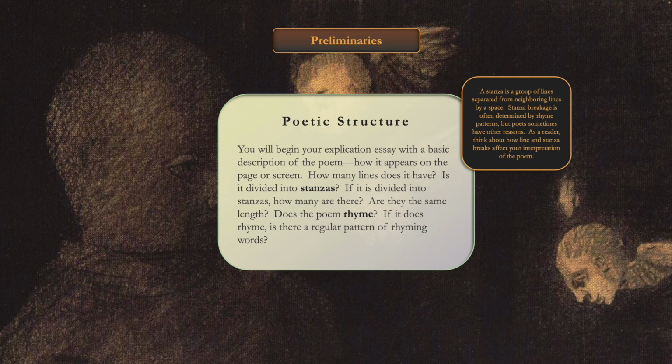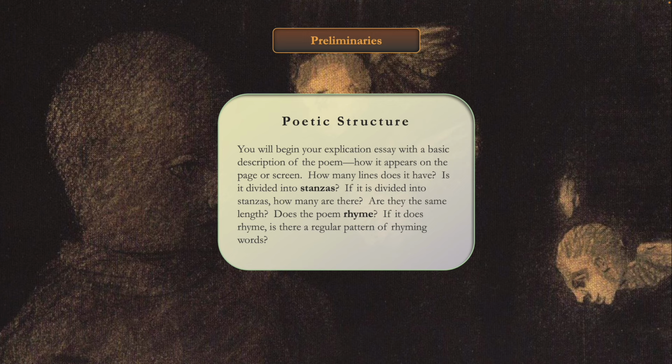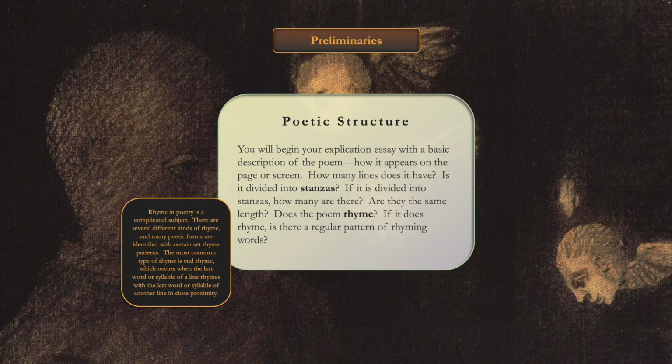So if it is divided into stanzas, how many are there? Are they the same length? Does the poem rhyme? Rhyme in poetry is a very complicated subject. There are several different kinds of rhyme, and many poetic forms are identified with certain set rhyme patterns. The most common type of rhyme is end rhyme, which occurs when the last word or syllable of a line rhymes with the last word or syllable of another line in close proximity to it. If your poem does rhyme, is there a regular pattern of rhyming words?